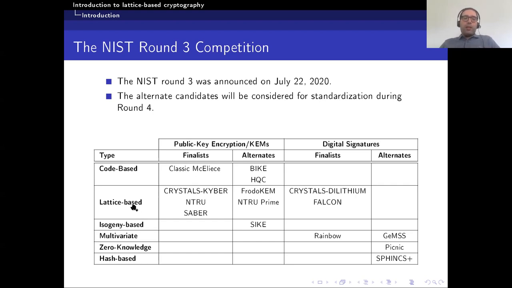Until now, as we see here, four finalists have been selected, and one of them will be announced as the winner of this competition next year. Among them, Classic McEliece is code-based and has a very huge secret key size. Implementing this algorithm over resource limited platforms such as the SIM card cannot be done; it cannot be implemented on limited resource platforms.